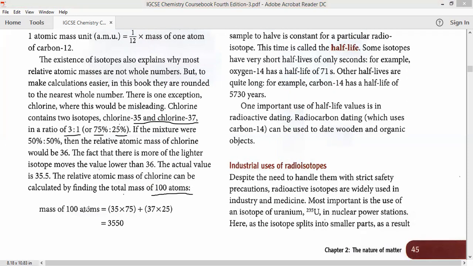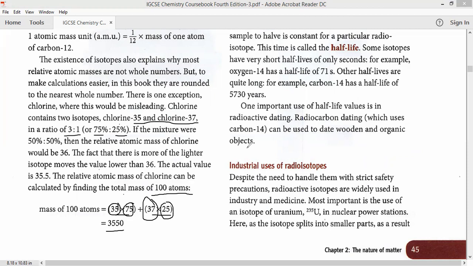Now, if we pick 100 atoms, as per its percentage, chlorine 35 will have 75 atoms, and chlorine 37 would have 25 atoms as given over here. So what we are doing is that we are taking the mass of that specific isotope, multiplying it with its natural abundance, and then adding the same for the second isotope. So the second one is 37, my bad, and the percentage is 25. So it's 35 into 75, then we add 37 into 25, and the answer is 3550.